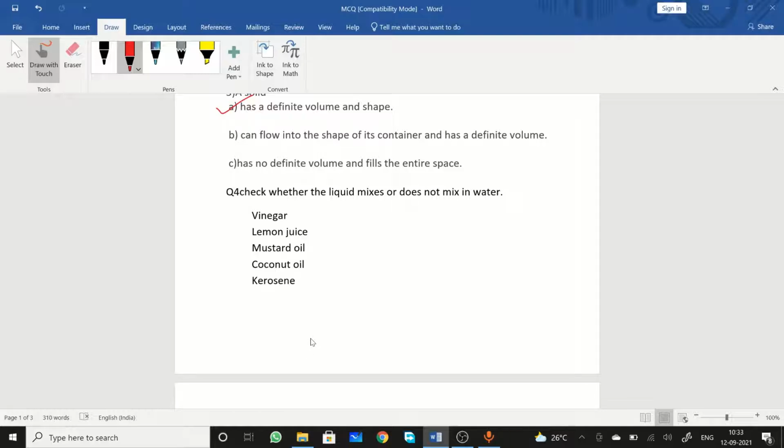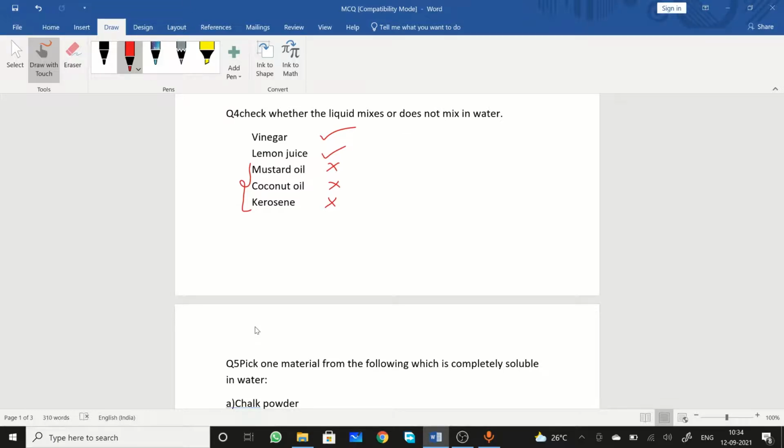Question number 4 is a little bit different. Check whether the liquid mixes or does not mix in water. You have to just put right or wrong. Vinegar mixes with water, right. Lemon juice mixes with water, right. Mustard oil does not mix in water, wrong. Coconut oil has the same features, wrong. Kerosene oil also shows the same characteristics, that these three are your insoluble liquids as they do not mix in water.